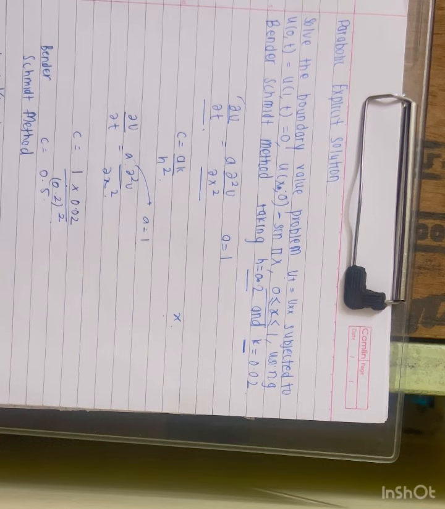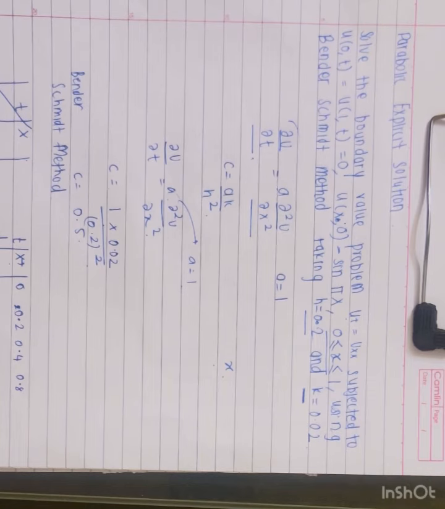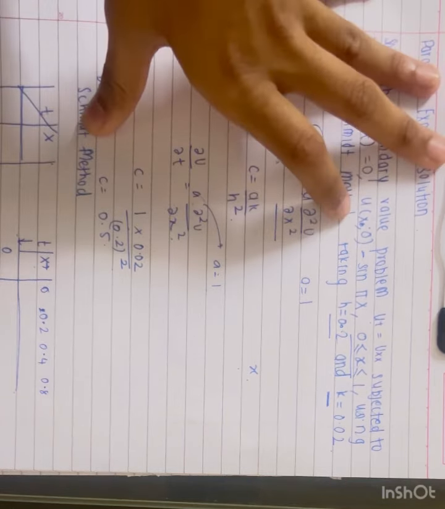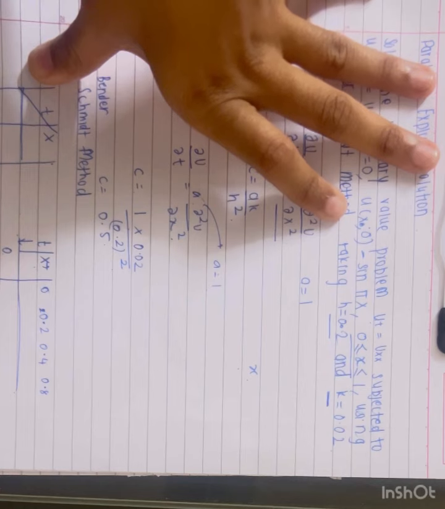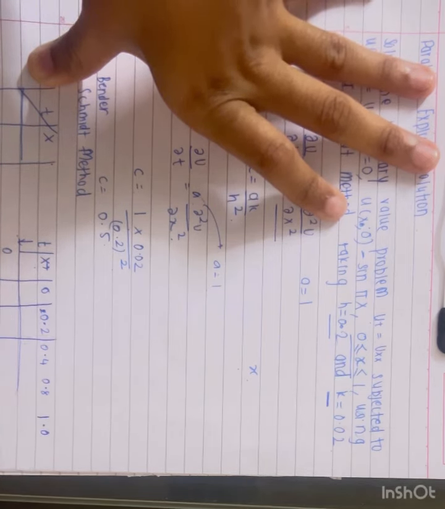The value of t will also start with 0, then 0.02, 0.04, and so on as we go ahead, and finally 0.1. We'll consider till 0.1 only, and x will go till the end, 1.